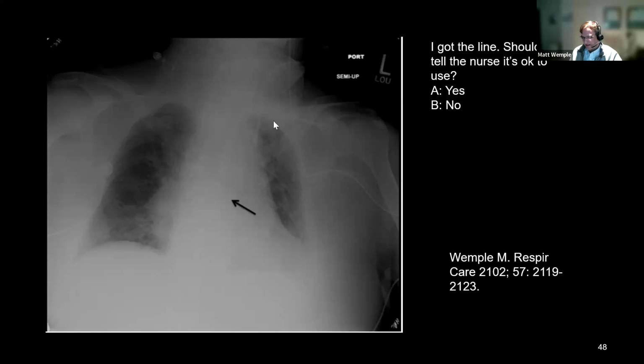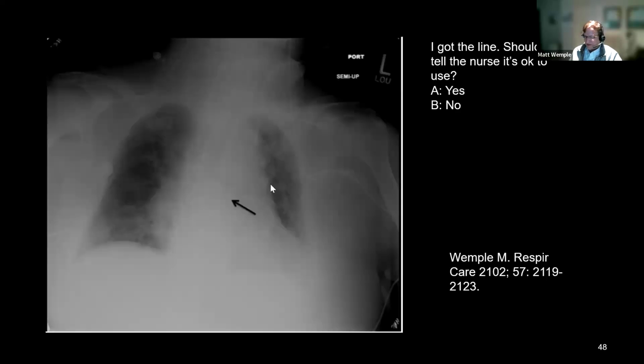And so this actually was in a vein. And we drew blood off it to check a venous blood gas to make sure it wasn't arterial. We checked a CVP, and the pressure was like 5 to 10. So this actually was in a vein, and we did end up using it.